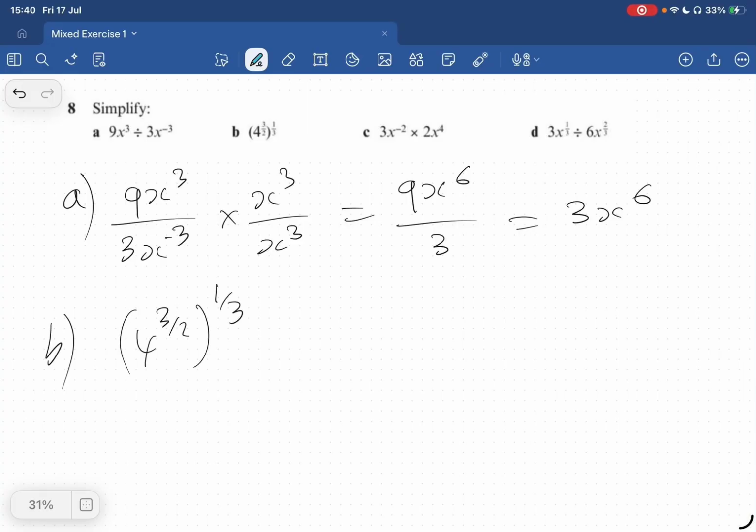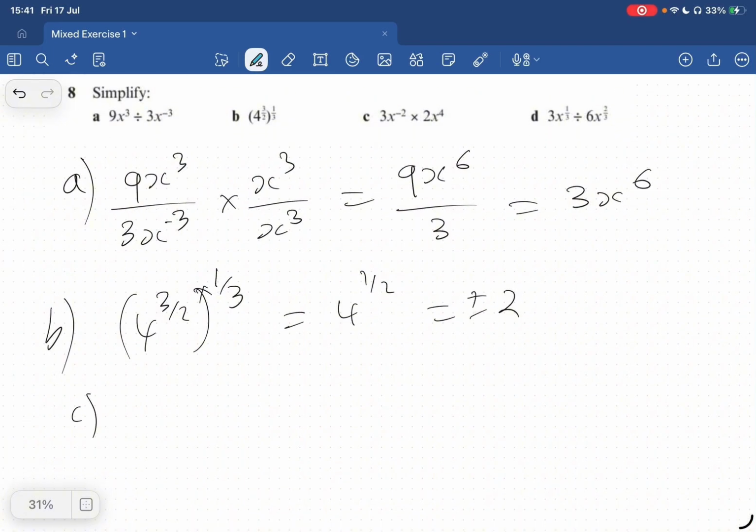Now, here we've got to be really confident with our indices laws. Okay, when you've got something to the power again, you're timesing these two powers together. Okay, so this is 4 to the half, and we know that 4 to the half is the same as square root of 4, which is plus or minus 2. Don't forget this plus or minus.